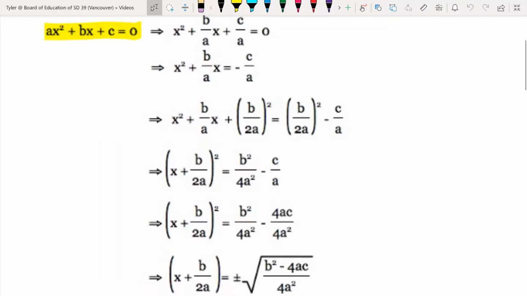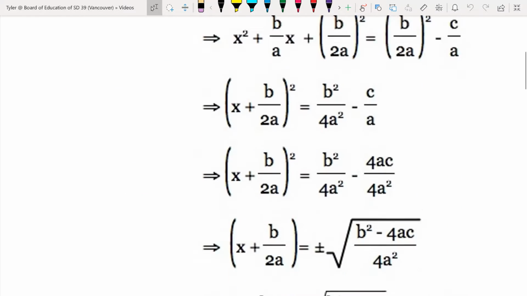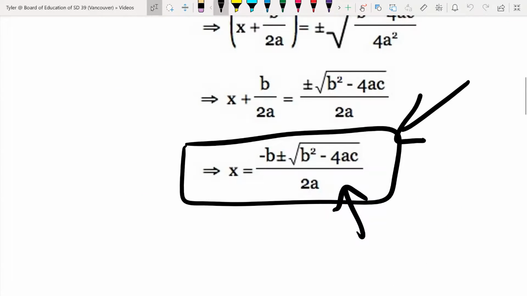All right, so today we're doing 3.4, which is the quadratic formula. Just so I can show it to you really fast, that's the quadratic formula right there. The first thing I'm going to show you is how you actually get there.